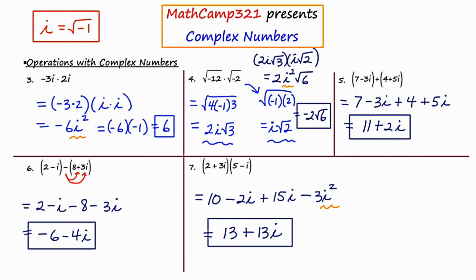So on this slide, we talked about adding complex numbers, subtracting them, multiplying them. And then we had a question like number 4, where we had to treat each of these radicals as independent radicals and then multiply the results together.